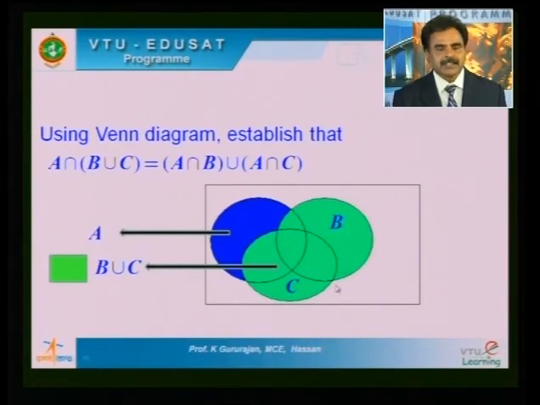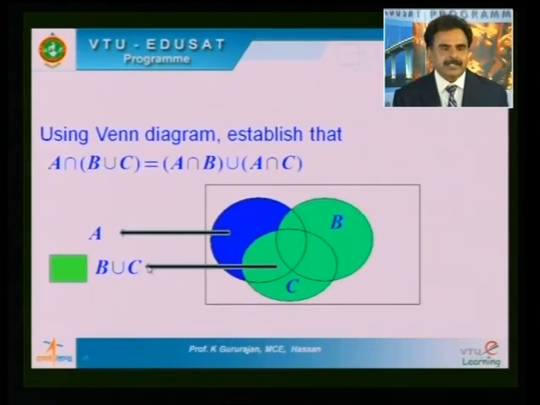Now this portion represents the set C. Normally we give prominence to what is within the parenthesis, so first I need to construct B union C. So I have to shade B union C. How to shade B union C? I have to color both the sets B and C. So the green colored region represents the set B union C. Understood? All you have to do is shade both B and C. So this is the Venn diagram for B union C.